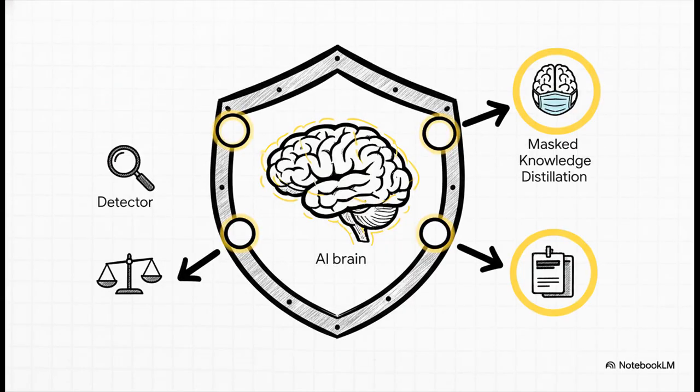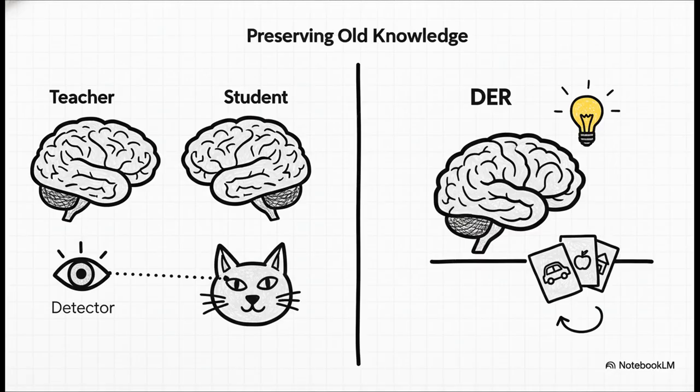Now, the detector and the loss function are the main one-two punch against background shift, but BACS doesn't stop there. It has two more tricks up its sleeve to really hammer down on catastrophic forgetting. First, we have something called masked knowledge distillation. Now, regular knowledge distillation can be a bit of a blunt instrument. It tries to make the new model behave exactly like the old one, which can stop it from learning new things effectively. BACS is much smarter.